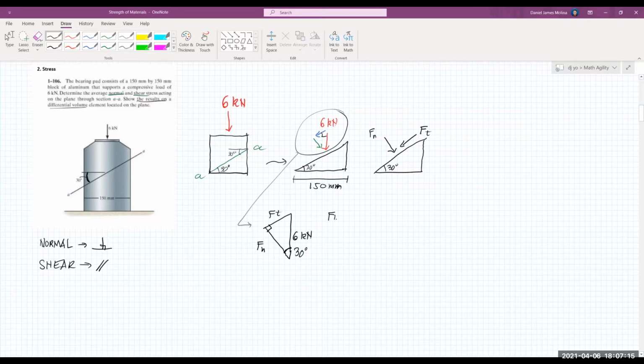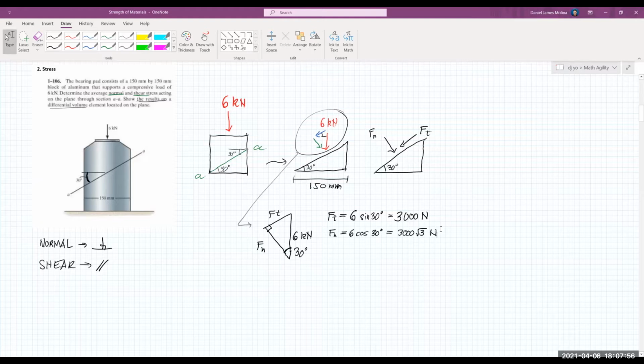Okay. So by trigonometry, the tangential component will be 6 sine of 30 degrees, since it's at the opposite side of the angle, and that is actually 3 kilonewtons, or 3,000 newtons by conversion of metric units. Then for the normal component, we will have 6 times the cosine of 30 degrees, and it's actually 3,000 square root of 3 newtons by geometry. It's basic geometry and trigonometry.